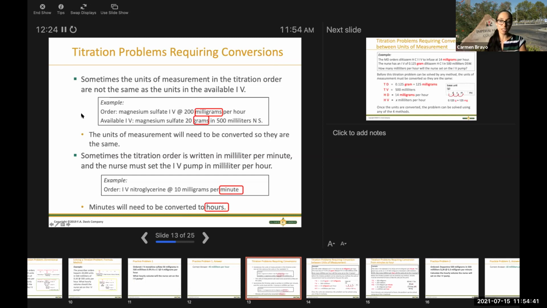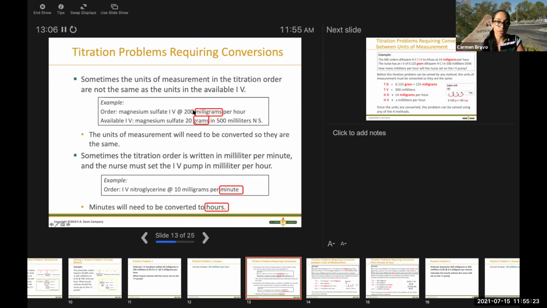Some titration problems will require a little bit more conversions, adding more conversion factors into the problem. For example, here the doctor is ordering magnesium sulfate, and that is a really strong muscle relaxant. We use this a lot on pregnant women when they want to go into early labor or they have preeclampsia, high blood pressure. We want to relax their muscles to try to prolong the labor so that they don't go into labor.